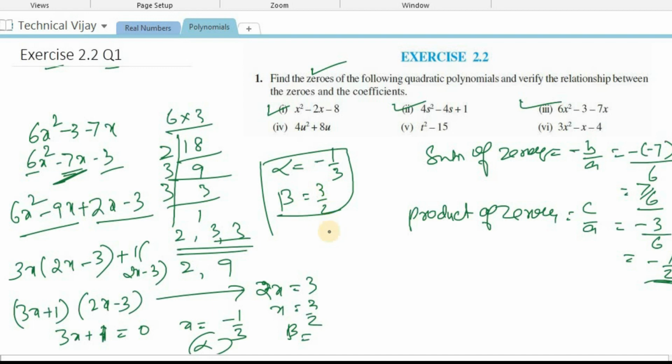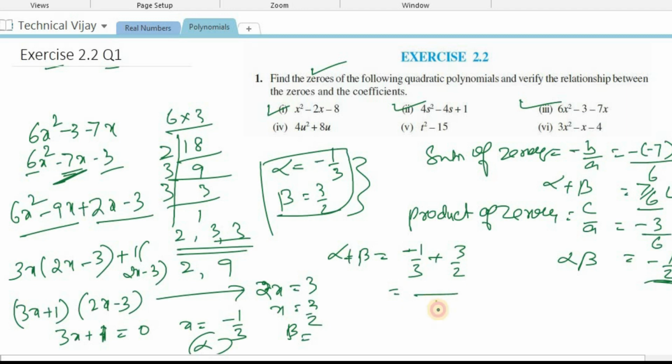So we will verify this one. Alpha plus beta we have got 7 by 6. Alpha into beta we have got minus 1 by 2. So we will verify with these zeros. Alpha plus beta is equal to minus 1 by 3 plus 3 by 2. LCM 6, minus 2 plus 9 is equal to 7 by 6. This 7 by 6 and this 7 by 6, verified.